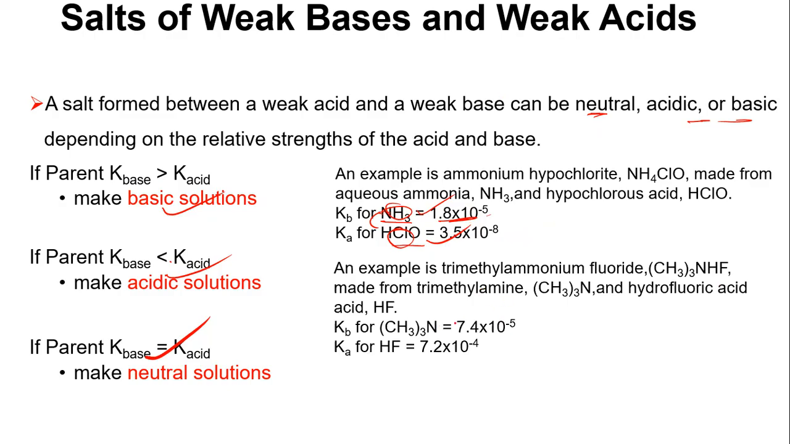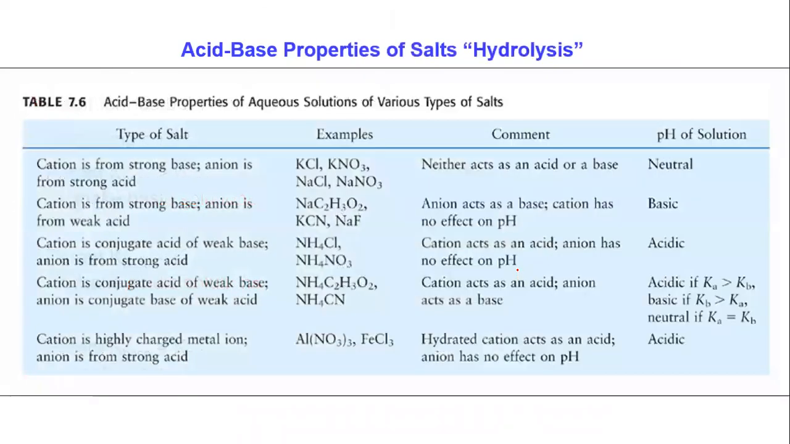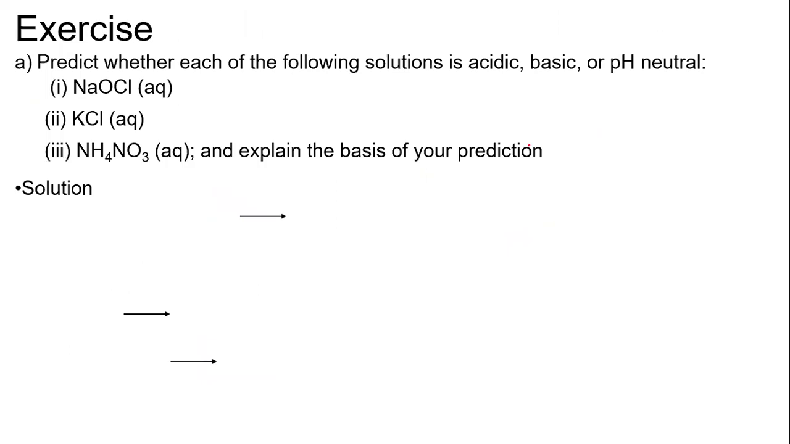We can do it for this instance too: HF, which is the acid, and then trimethylamine. Now we compare. When we compare these, you realize that the Ka of HF is a bigger number. So the resulting salt is acidic. Very simple. Good. So this is a table giving us a summary of whatever we have discussed with regards to the hydrolysis of acids and bases. And these are questions.